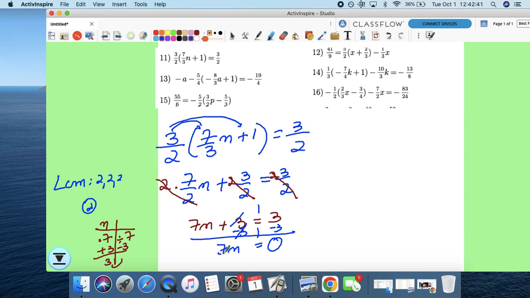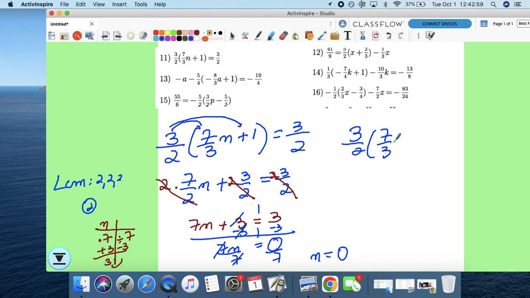Second step, divide by 7, divide by 7. 7 divided by 7 is 1, so 1n, or n, equals, and 0 divided by 7 is 0. So this one is beautiful. Anytime you get a 0 as your answer, it makes your check so much easier. So n equals 0. Let's copy the original equation.